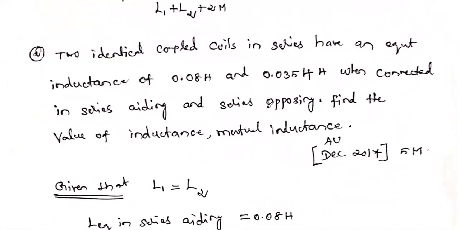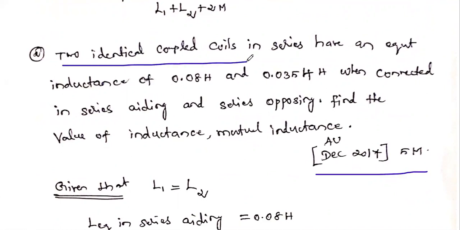Similarly, we are going to see one more question. This is the December 2017 question. You see two identical coupled coils. Identical means the same coil, L1 equal to L2. Two identical coupled coils in series have an equivalent inductance.